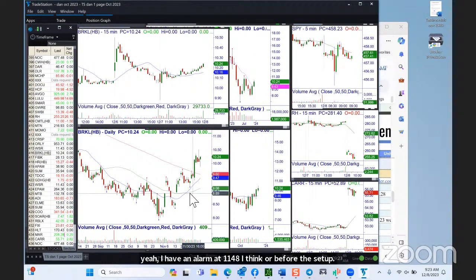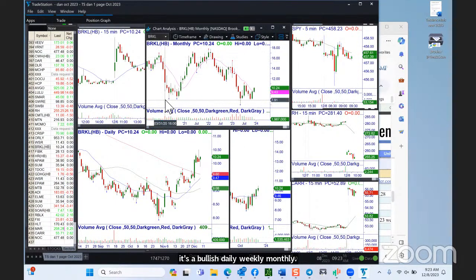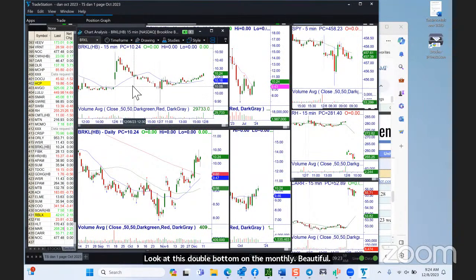This one needs to consolidate another day or two, but then it's a bullish daily, weekly, monthly. Look at this double bottom on the monthly. Beautiful. It's a textbook W bottom on the monthly.